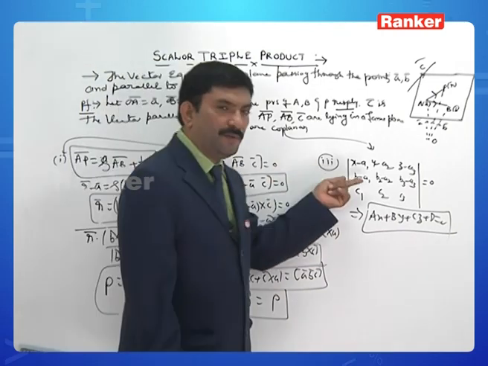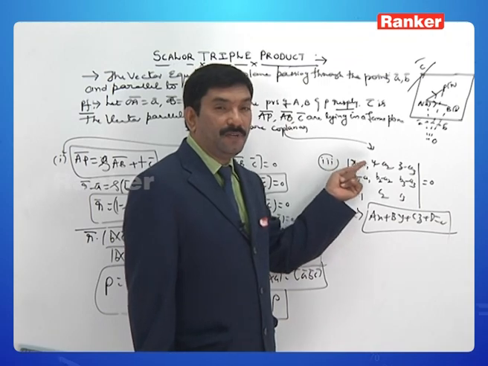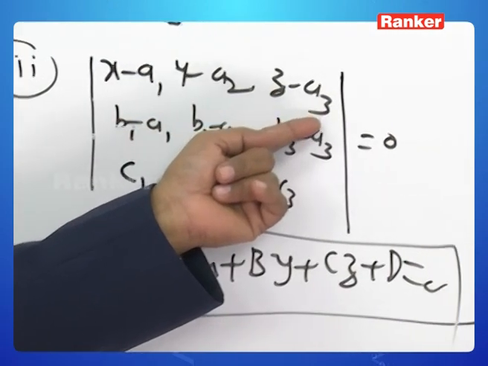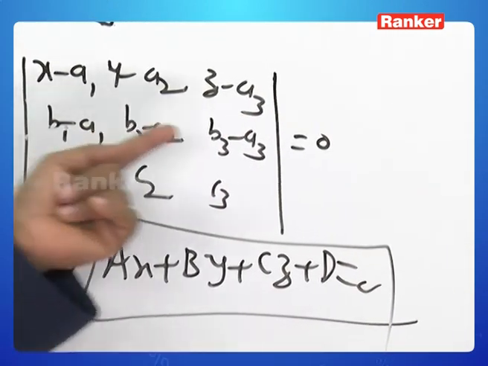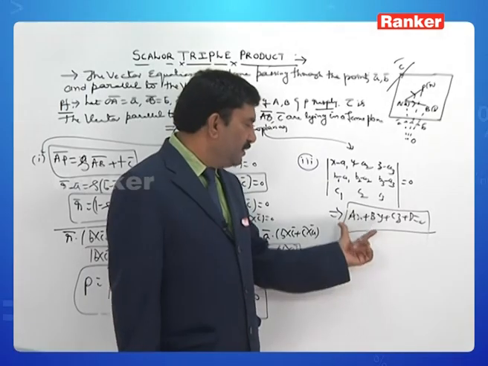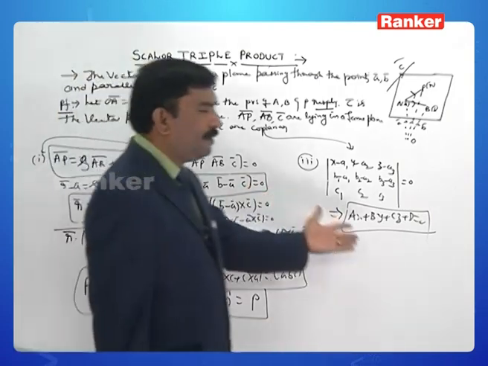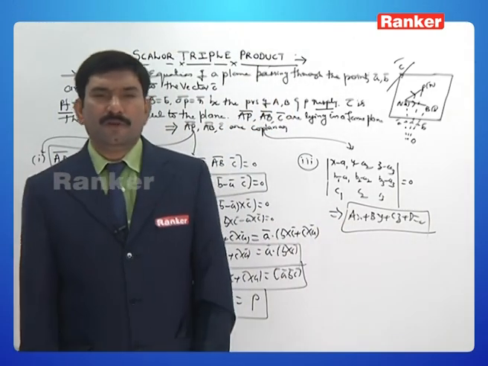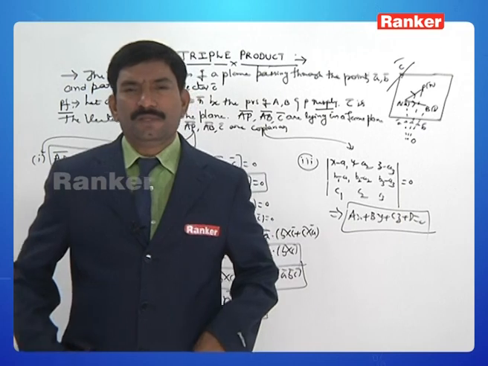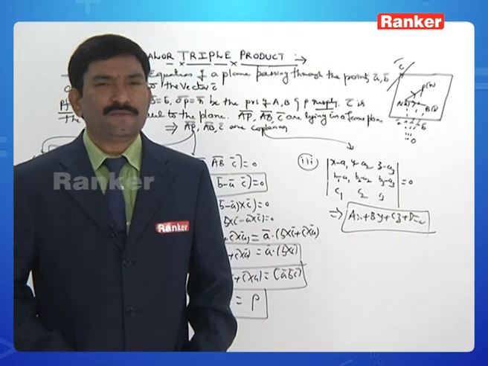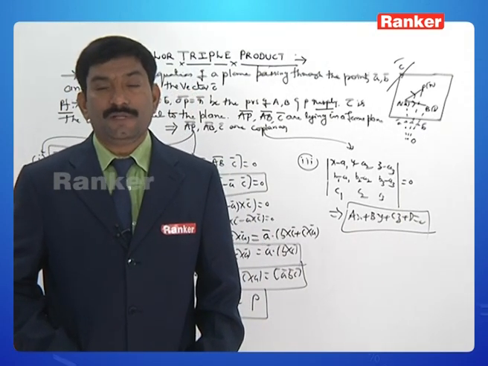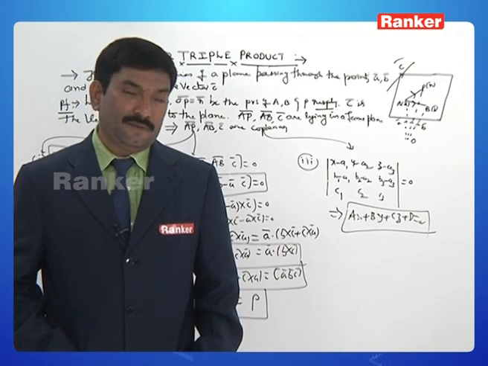Write down the box of AP bar: X minus A1 into I, Y minus A2 into J, Z minus A3 into K. Next, AB bar. Next, C bar. Expand it. This is the Cartesian equation of a plane. Instead of this, you can also find the perpendicular distance: P is equal to mod D by square root of A square plus B square plus C square, which gives the perpendicular distance from the origin to the plane passing through 2 points and parallel to one vector.